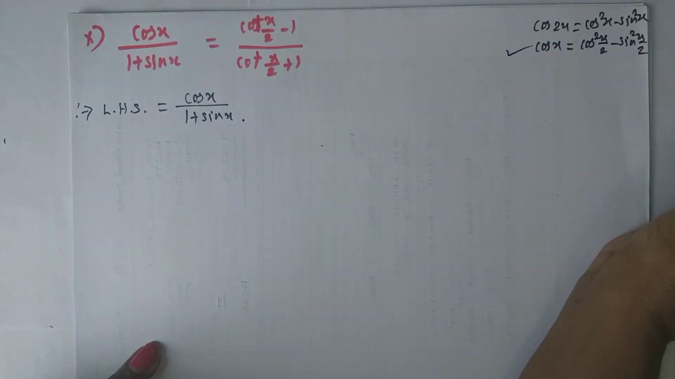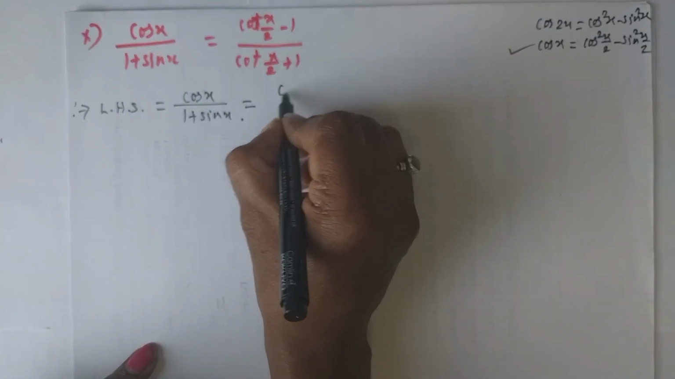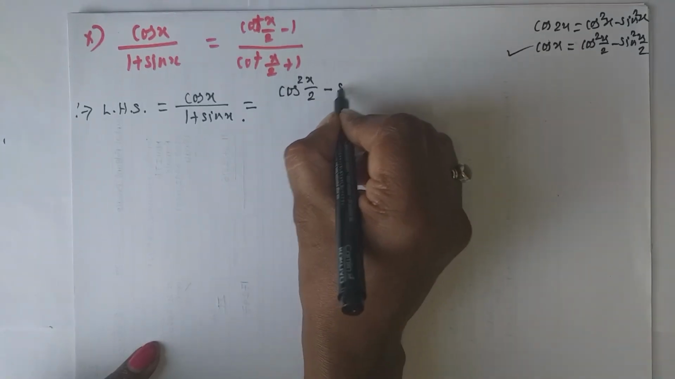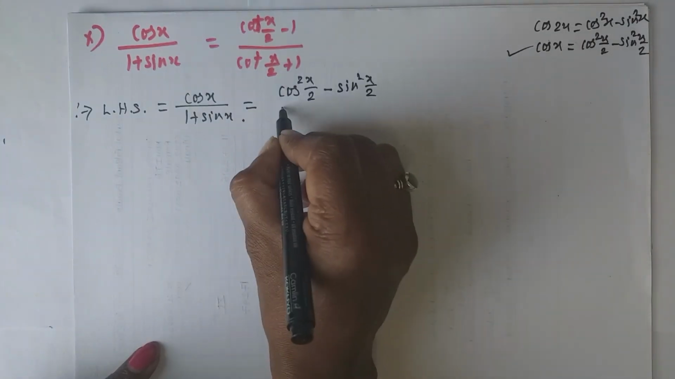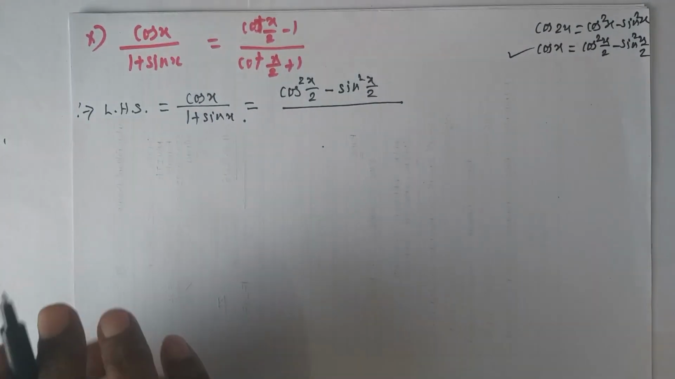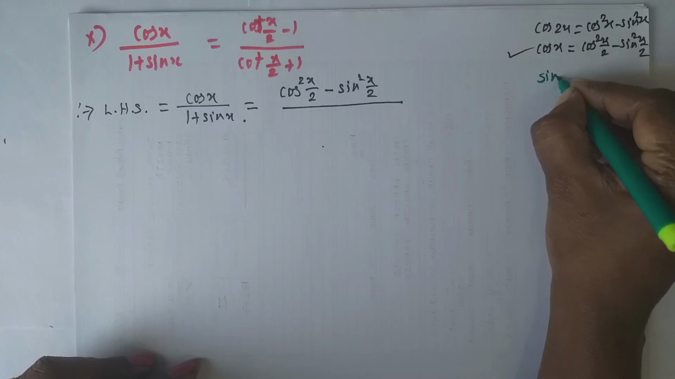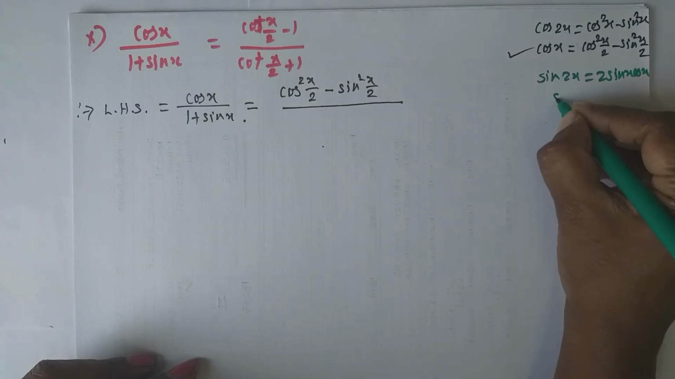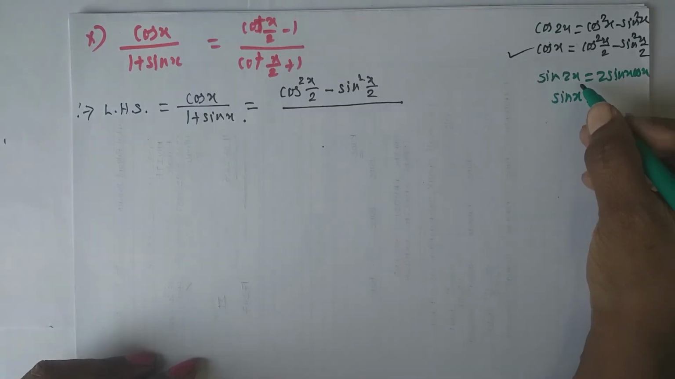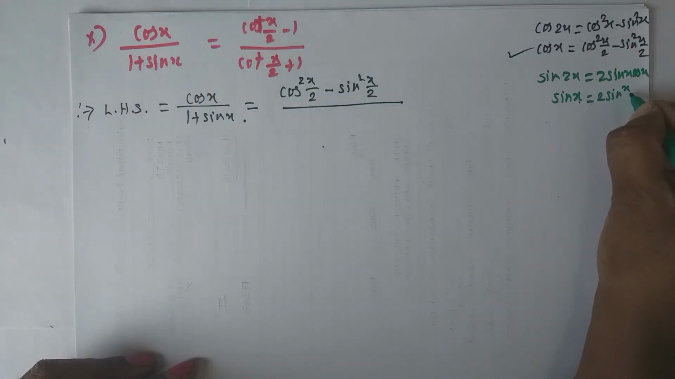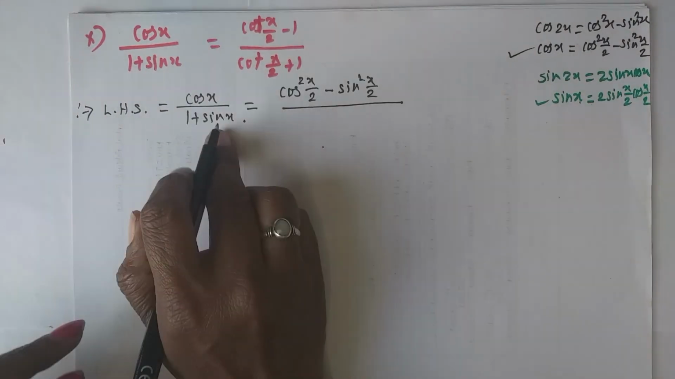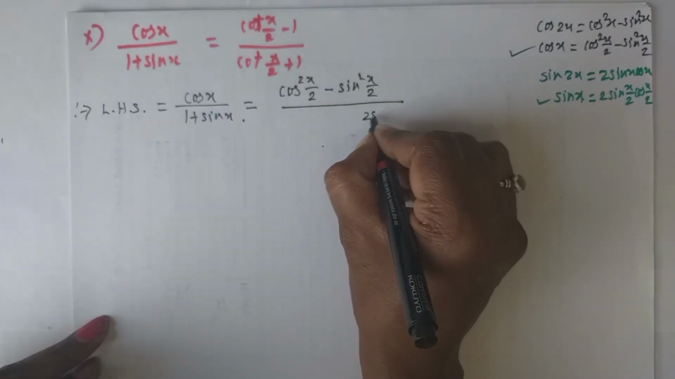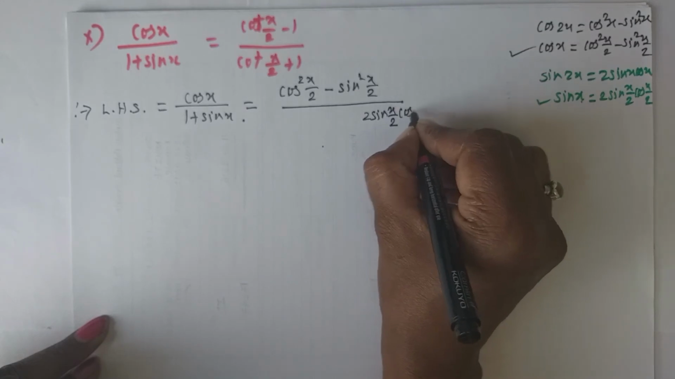I will use this half angle formula in the numerator. Therefore, I will write this cos square x by 2 minus sin square x by 2. And in the denominator for this sin x, I know the formula for sin 2x is 2 times sin x cos x. But from this formula, I have derived the half angle formula. If there is angle 2x, here is x. If here I keep x, then this will be 2 sin x by 2 cos x by 2. Means I am using the half angle formula here. For this sin x, I am writing 2 sin x by 2 cos x by 2.